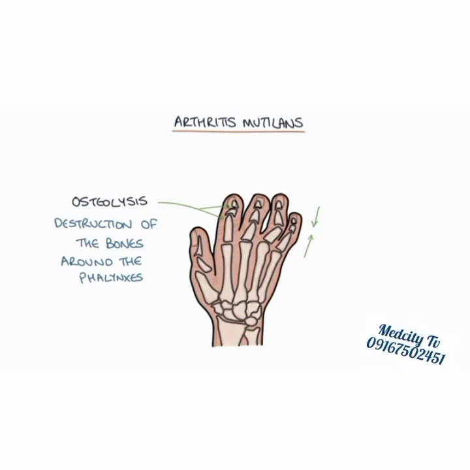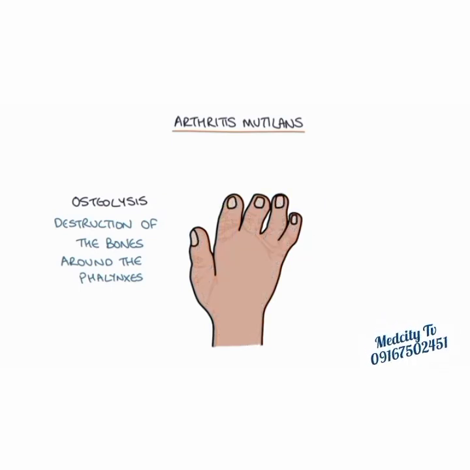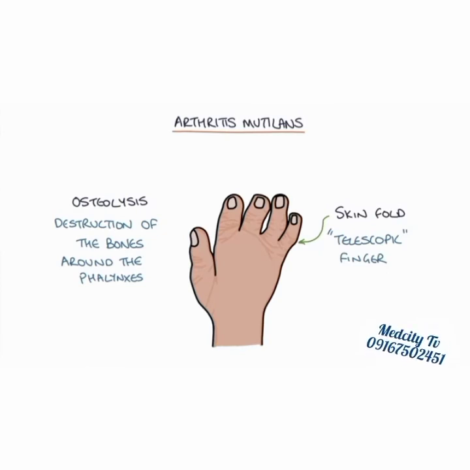And this causes the skin around the finger or the toe to fold in on itself as the bones inside it get shorter and closer together. And this gives an appearance which we often call a telescopic finger. So essentially the finger is getting shorter and the skin is folding in on itself like a telescope.